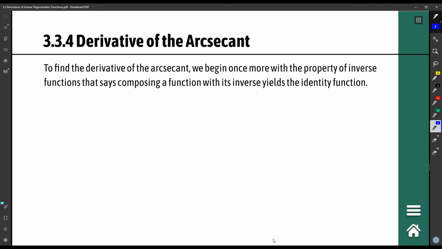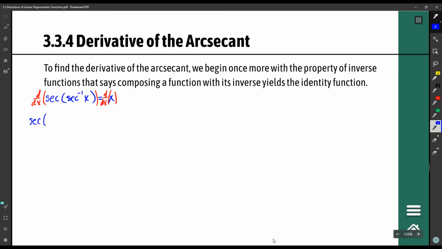It says composing a function with its inverse yields the identity function. So in doing that, we will say that the secant of the inverse secant of x is equal to x. And then we will proceed with taking the derivative with respect to x of both sides of this equation as we've done before. So the secant derivative is, of course, two pieces. It's secant of the input, tangent of the input. So that's going to take a little bit more work than the previous two times we've done this.